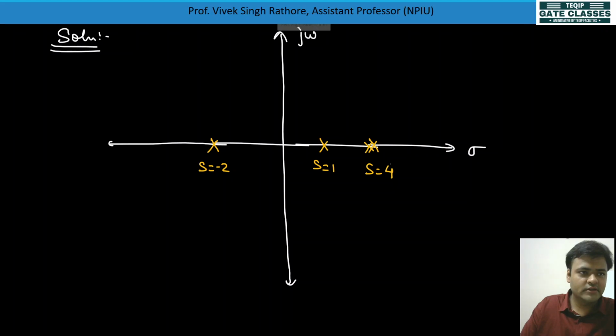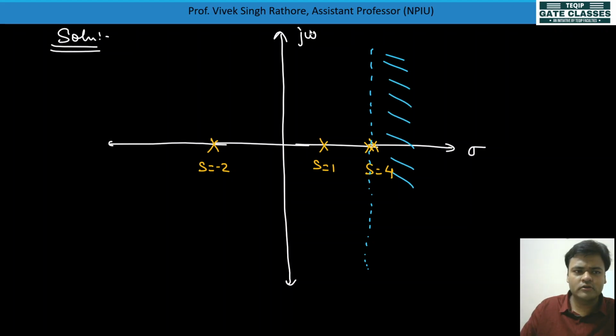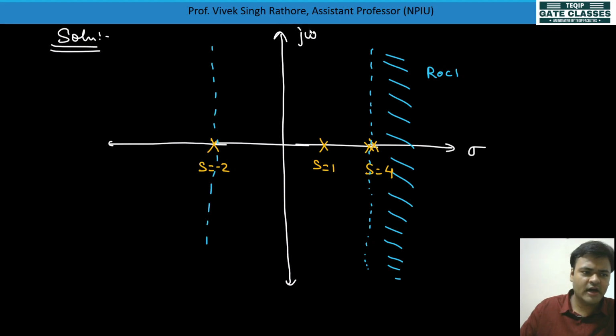Now we'll see that one ROC can be formed. Whenever we take the inverse Laplace transform, many inverse Laplace transforms can be formed. We need to check its ROC only. So one ROC is possible where all the signals are right sided. So this will be ROC1, let's suppose. One more option is that all the signals are left sided.